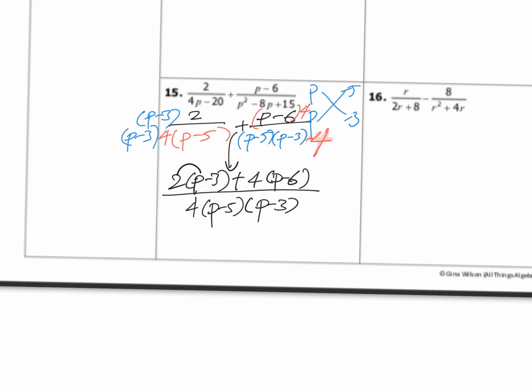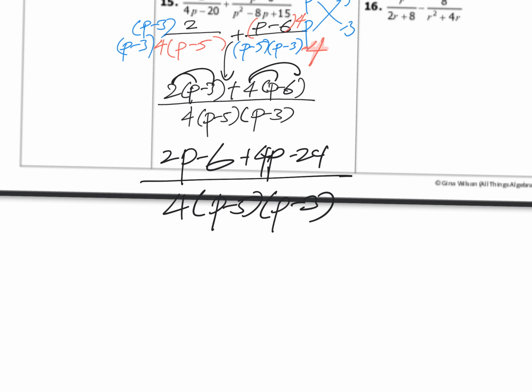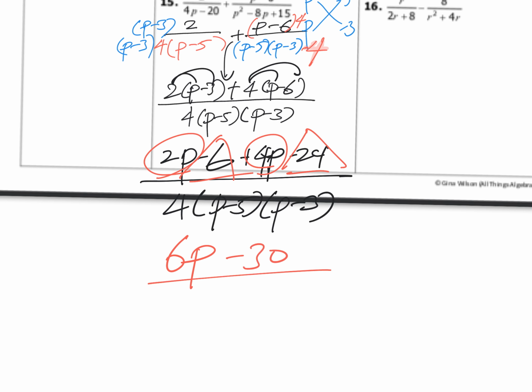So I distribute: 2p minus 6, plus 4p, 4 times negative 6, negative 24, all over that mess in the denominator. Let's see if it gets nicer as we simplify more and more. So then 2p and 4p makes 6p, negative 6, negative 24, together make negative 30. Still all over that mess. Oh man, my own handwriting is tricking me. This is 5 right there. Sorry about that.